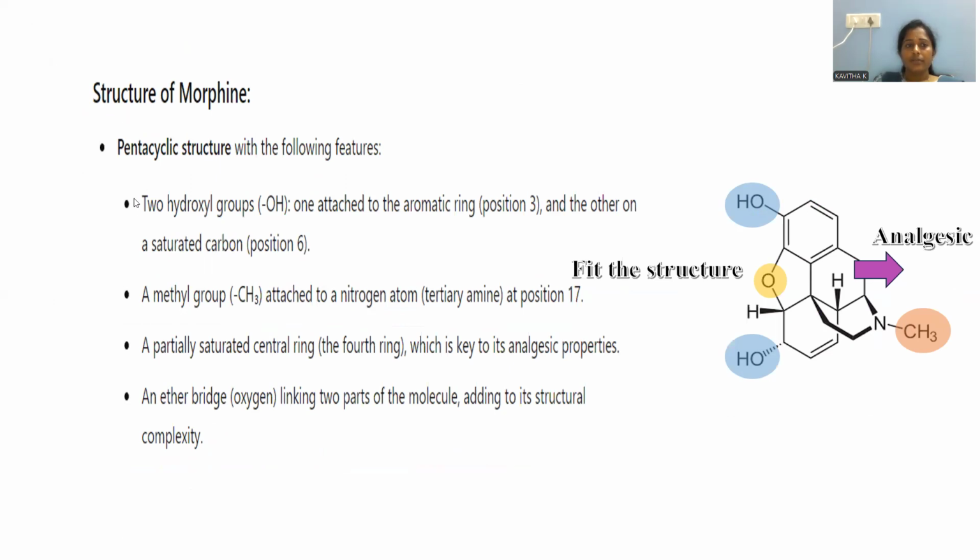Here is the structure of the morphine. A pentacyclic structure is located here. In this pentacyclic structure, 1, 2, 3, 4, 5 cyclic rings are present. The presence of hydroxyl functional groups is responsible for the polarity of the compound.